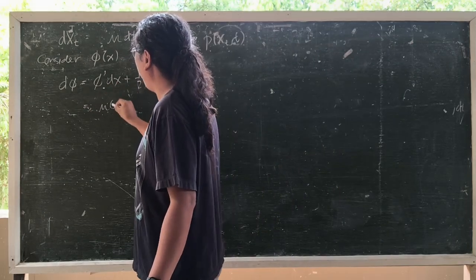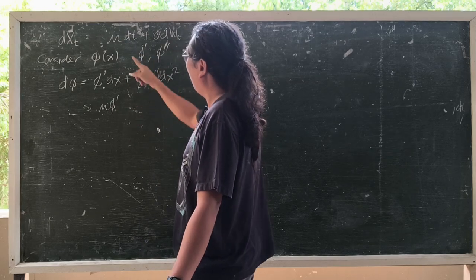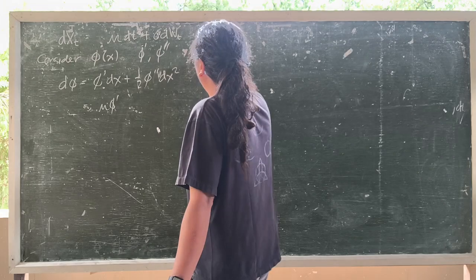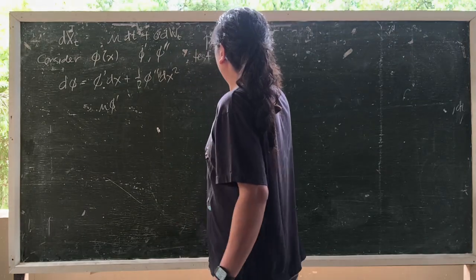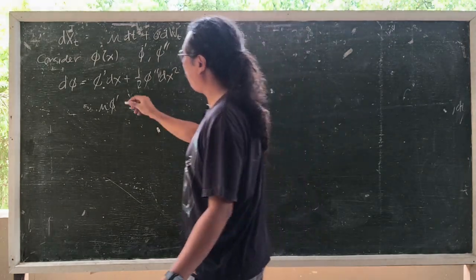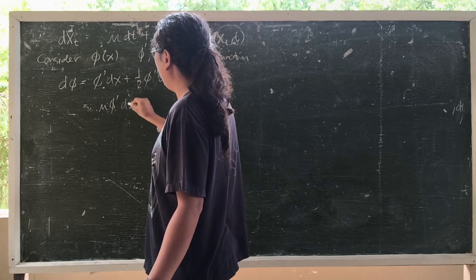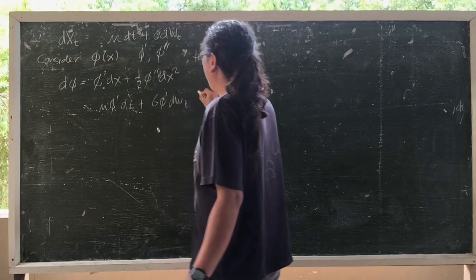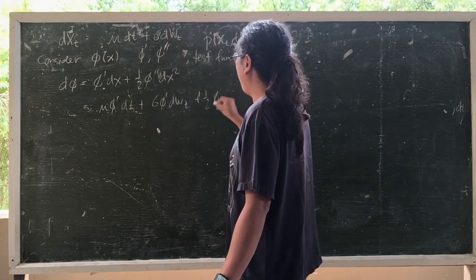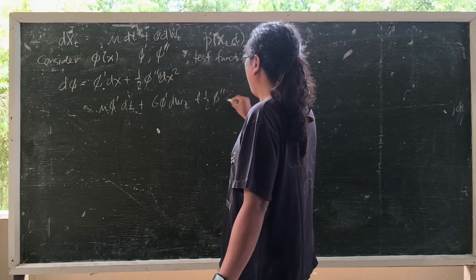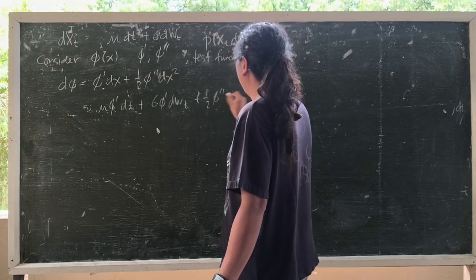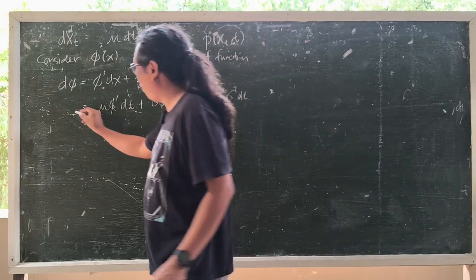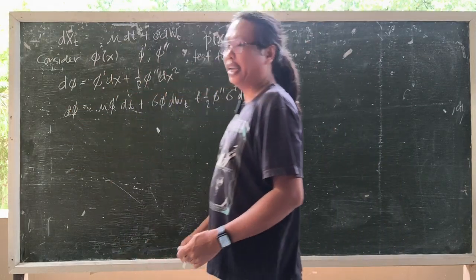This is now mu phi prime dt plus sigma phi prime dwt plus 1/2 phi double prime times sigma squared dt, right? That is the dx squared here. This is a test function. So this is now our d phi.